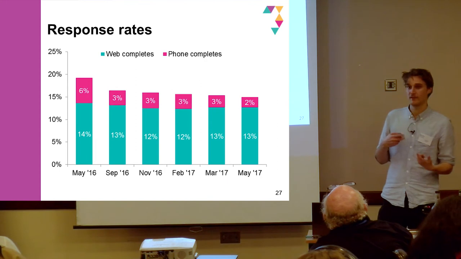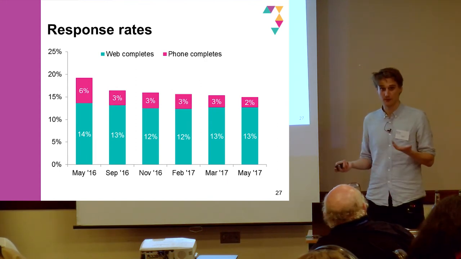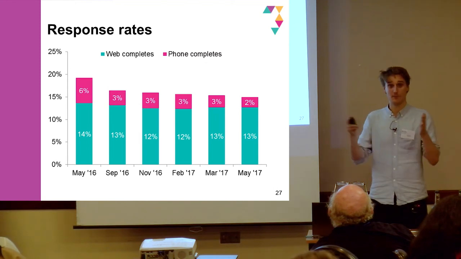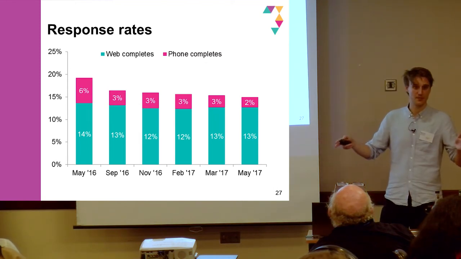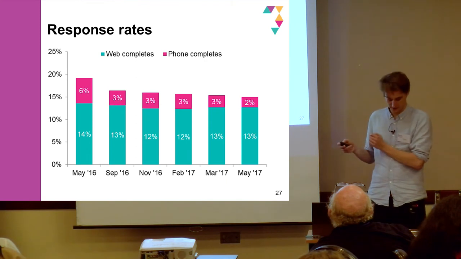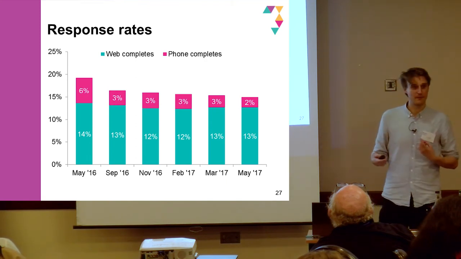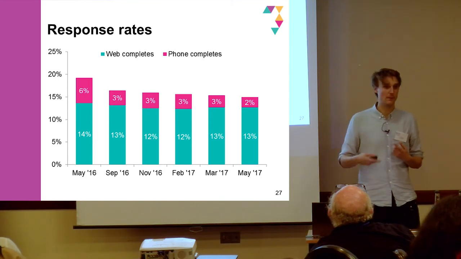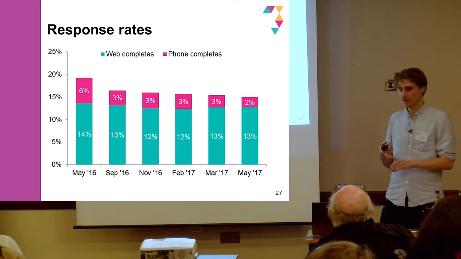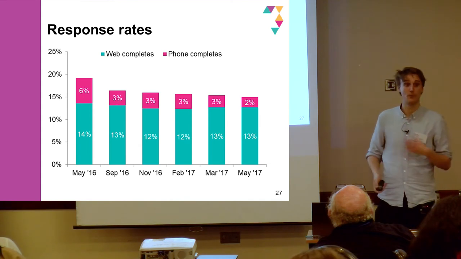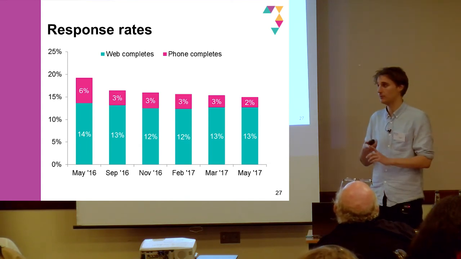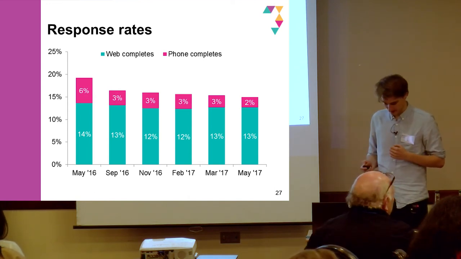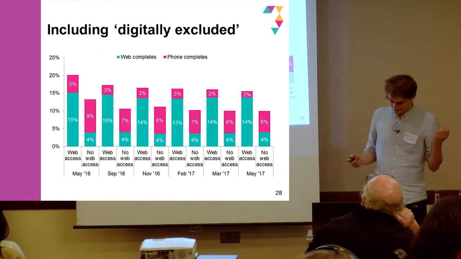But also it might be a reflection of the fact that the less engaged participants who typically take part over on the phone have now attrited, and therefore the overall sample profile is changing. It also might reflect the fact that once somebody's taken part in the panel, we're more likely to have their email addresses and mobile phone numbers, so we're more able to get in touch with them through email and text message reminders and improve the web response rates. But we're not sure.